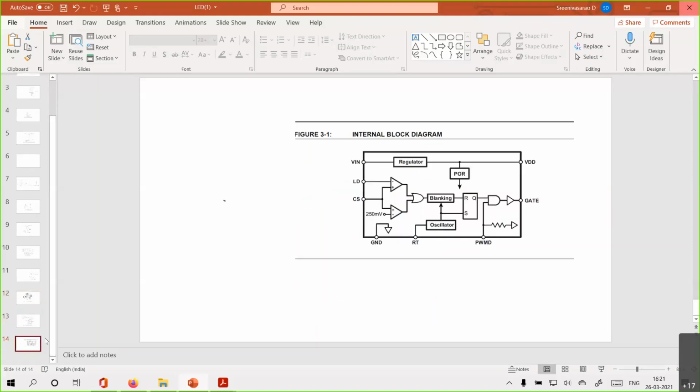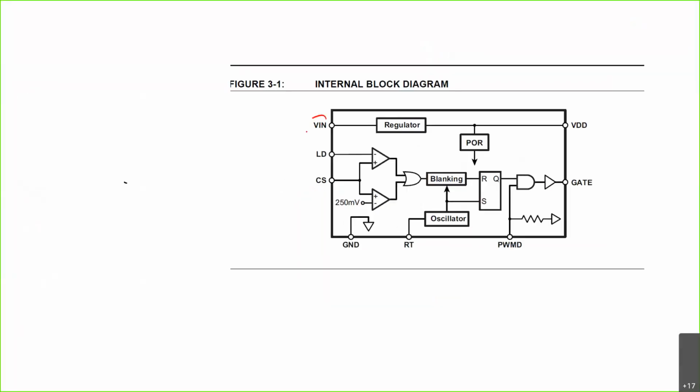Okay, so this is the pin diagram for the HV9910B circuit. Here you can see this is the input. What is the input range? We discussed it in yesterday's class. It is 8 to 450 volts. So it is operating between 8 and 450 volts.